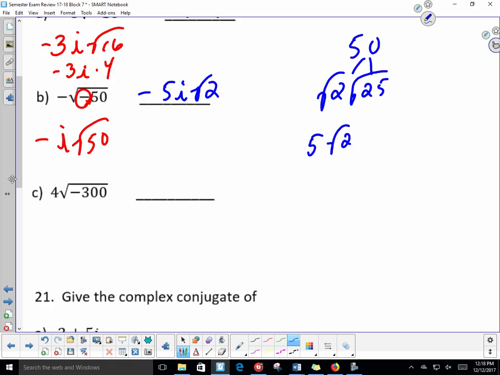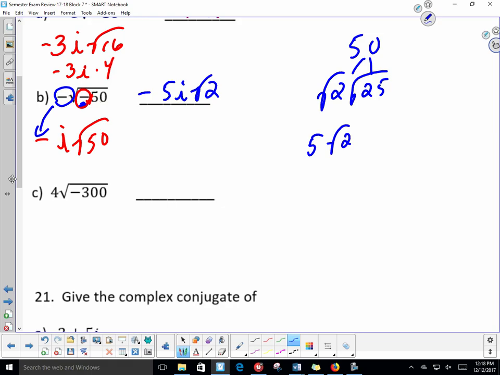Wait a minute, isn't negative i just negative negative? No, this negative sign is from that negative. That's where that negative sign comes from. The i comes from the negative sign being underneath the radical. So you have to think of i as like a variable. So if I have a negative times a variable, I just leave it negative the variable. All right, for number C, I have 4 times the square root of negative 300.